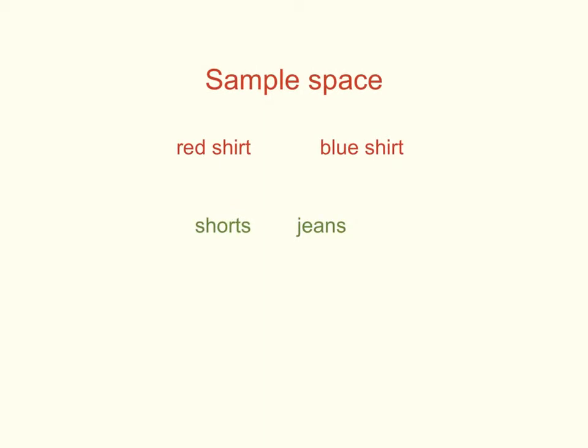So what that really means is if I have a red shirt and a blue shirt and I have shorts and jeans, all of the possible combinations that I could have wearing two different shirts and two different kinds of shorts or jeans, those all the possible outcomes are called my sample space. So I could wear a red shirt and shorts, or a red shirt and jeans, or a blue shirt and shorts, or a blue shirt and jeans. So those four options I have are the sample space.